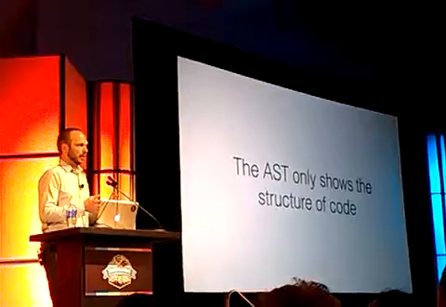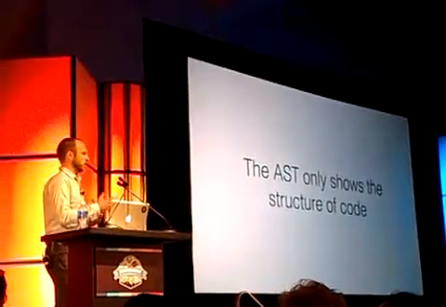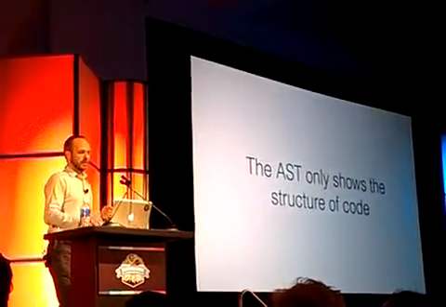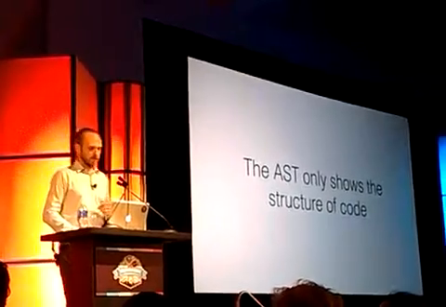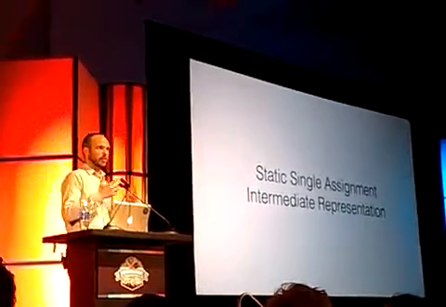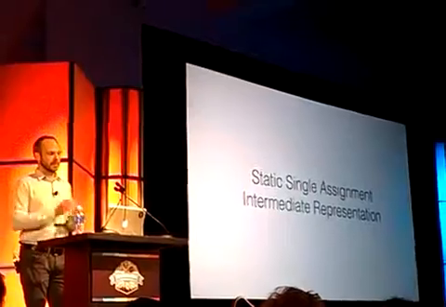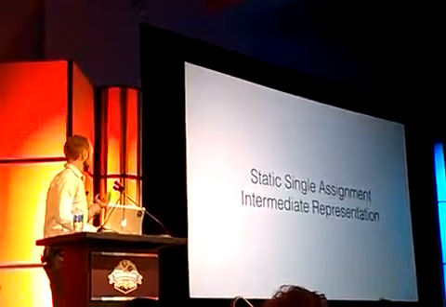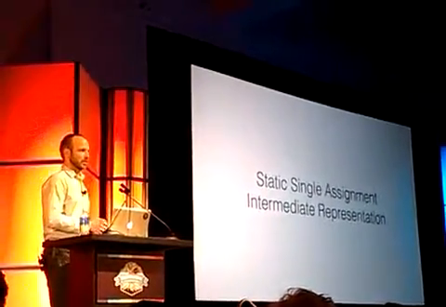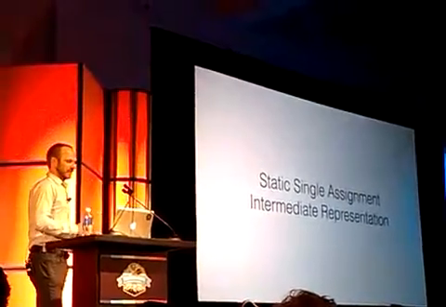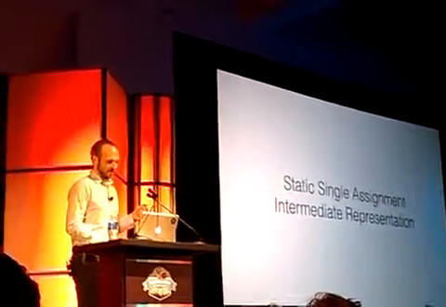But the AST is limiting, so it only shows the structure of your code, kind of the layout of it, but not how your data flows through. So we want to move on to something bigger and more advanced. So we can use static single assignment intermediate representation, which is quite a mouthful, and there's a much simpler way to say it. SSA IR. That's what we're going to talk about today. And why does it matter, and why is it useful?